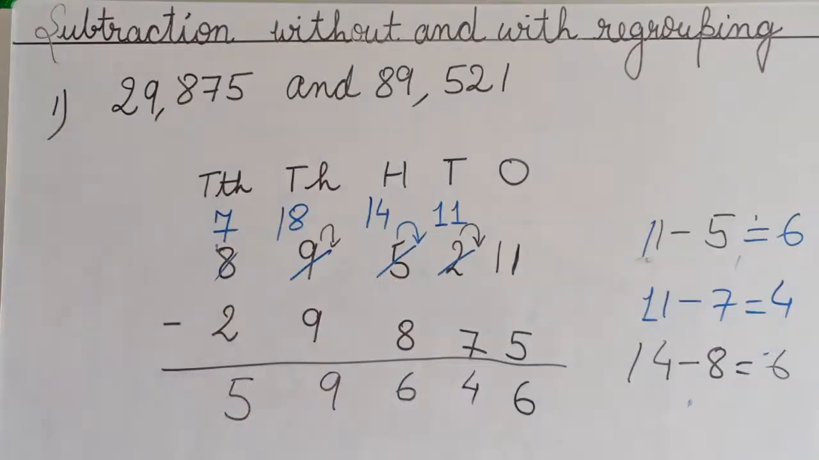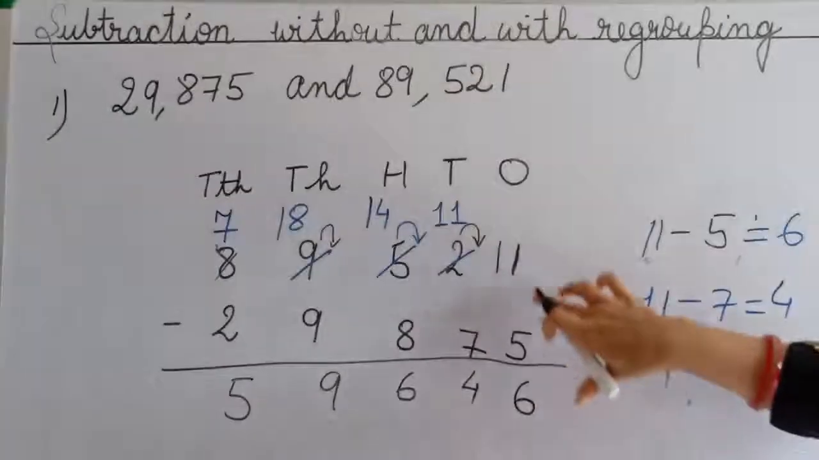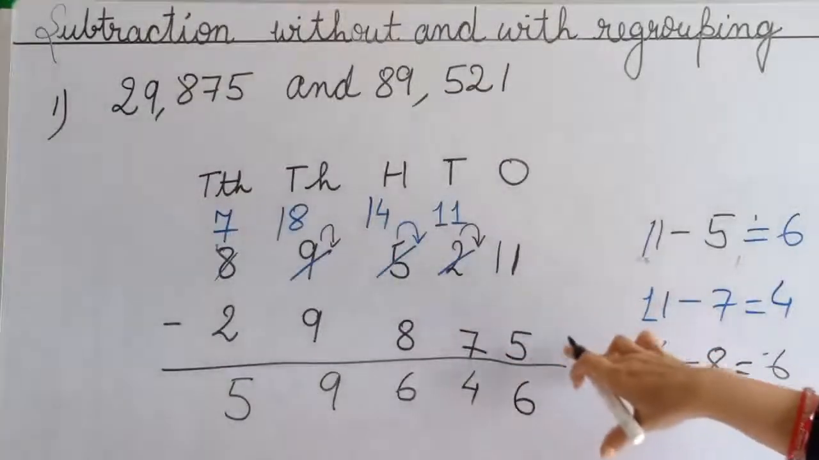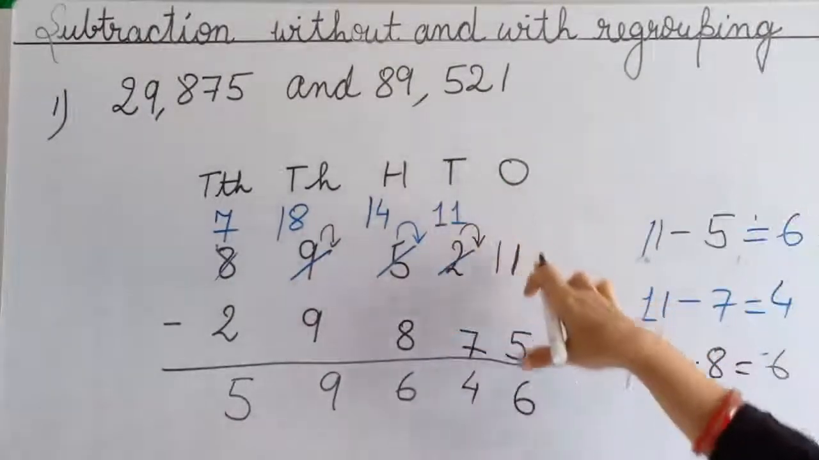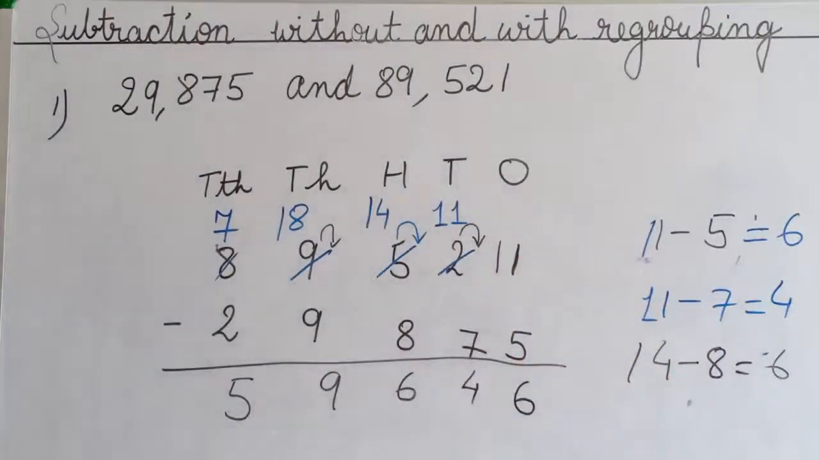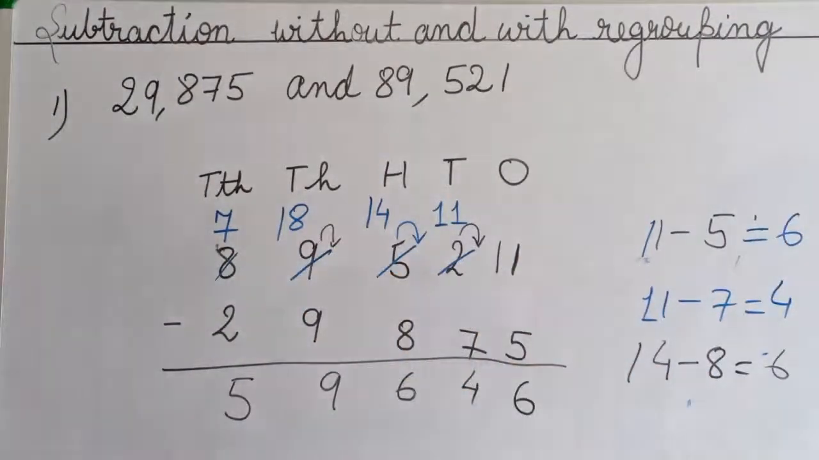So you can see here, when the number is smaller than the number written below it, this number has to borrow 1 from the next higher place. So like this we can subtract numbers with regrouping.